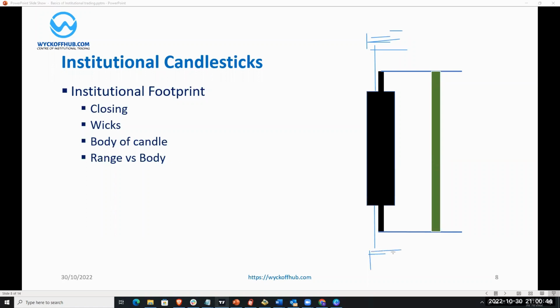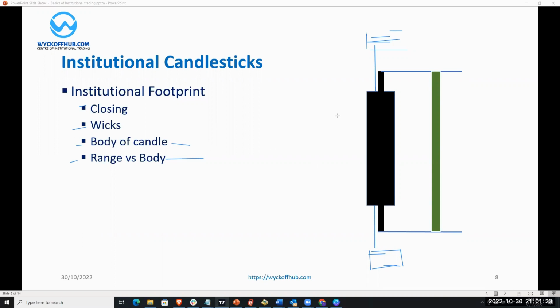And we expect the institutions will chase those liquidity pools and then go in the direction they want to go. So this was a very short video explaining how you can check with a single candle how the institutions see the market. So always look for those four areas: closing, the size of the wick, the body of the candle, and the range versus body. This should be 60% if the institutions are active. If less than that, then you need to compare with the previous candle.